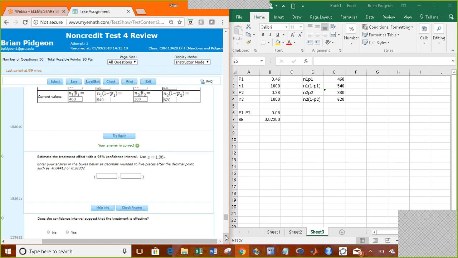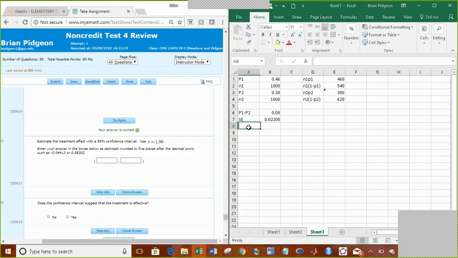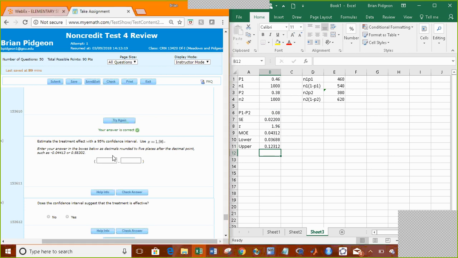Okay. So estimate the treatment effect with a 95% confidence interval. We've actually found basically everything we need. We found P1 minus P2. We've checked our condition. Standard error we found before. So Z is 1.96. Now we can find our margin of error, which is Z times standard error, and we can find the lower and the upper bound. Always do lower first. So it's the point estimate minus the margin of error, and then the point estimate plus the margin of error. And we want 5 decimal places.